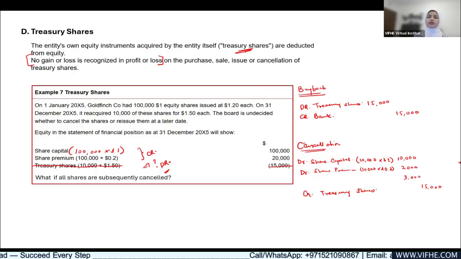But am I allowed to put this loss through P&L? Can I put a debit to P&L? Can it pass through any P&L account, whatever the nomenclature or account naming? It could be a loss account, a loss on share buyback account. The ledger name could be anything. But the point is, can I put any loss like this in my P&L straight away? Am I allowed to do that? No, I cannot.